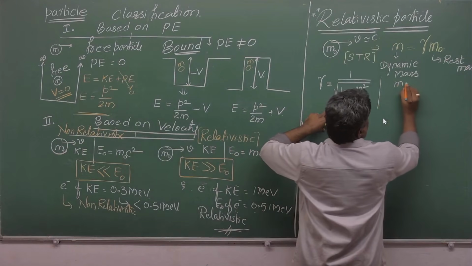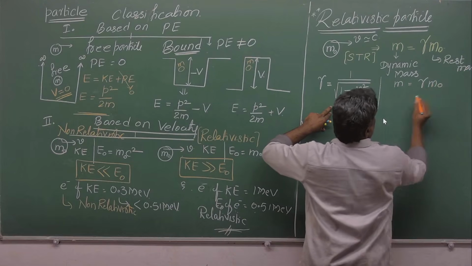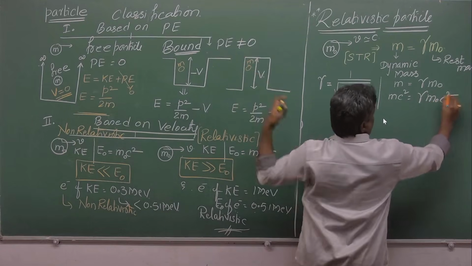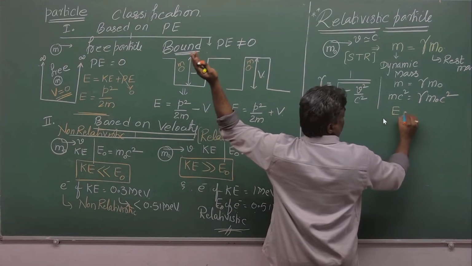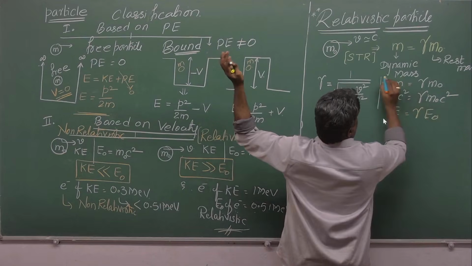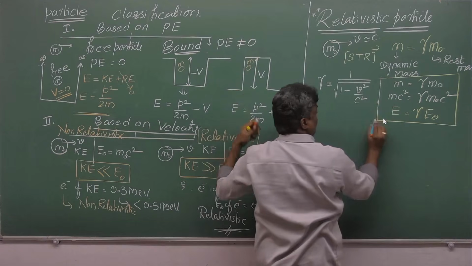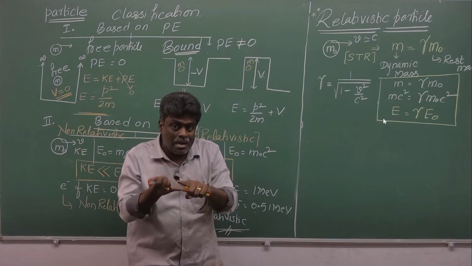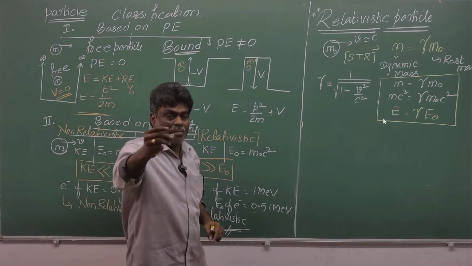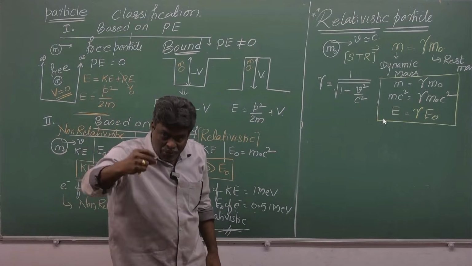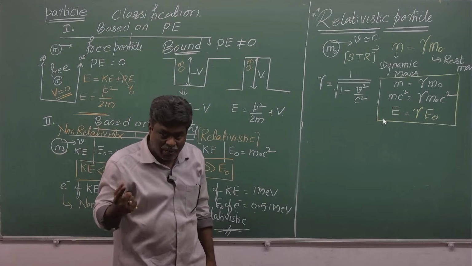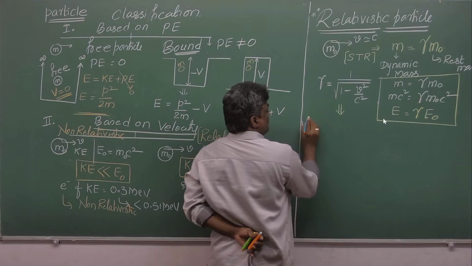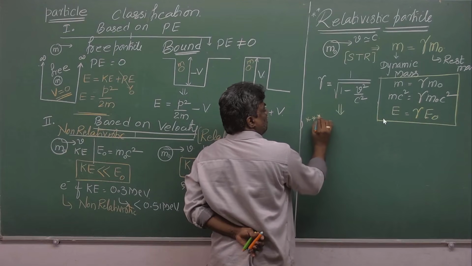Once again take m equal to gamma m naught. Multiply with c square: mc square equal to gamma m naught c square. What is mc square? That's it. For a relativistic particle, what is the relation between mass and rest mass? m equal to gamma times m naught. Energy equal to gamma times rest energy. Wait. Here focus, because this is a very, very important question for you.